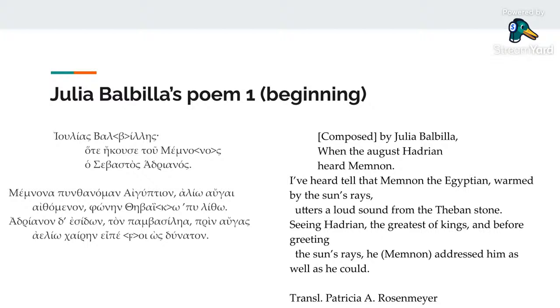I've heard tell that Memnon the Egyptian, warmed by the sun's rays, utters a loud sound from the Theban stone. This is the first sentence that we're going to try. Seeing Hadrian, the greatest of kings, and before greeting the sun's rays, he, Memnon, addressed him as well as he could. This is what Julia Balbilla already explains in this poem, what the statues do. So they utter this sound in the morning when the sun's rays are coming. So now I should be switching to the demo.